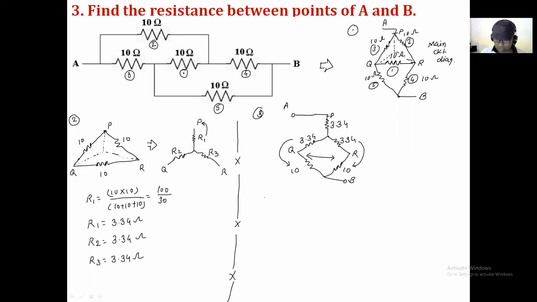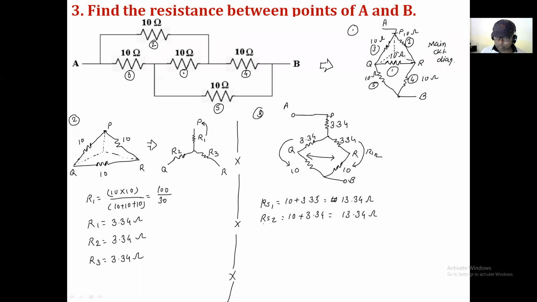Let's calculate here. So here I say that RS1 is equal to 10 plus 3.33, which is equal to 13.34 ohm. This is RS1. Okay, this is RS2. So here I can write RS2 is equal to again 10 plus 3.34, which is equal to 13.34 ohm. Is it right?